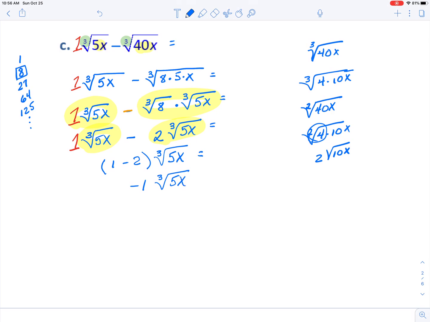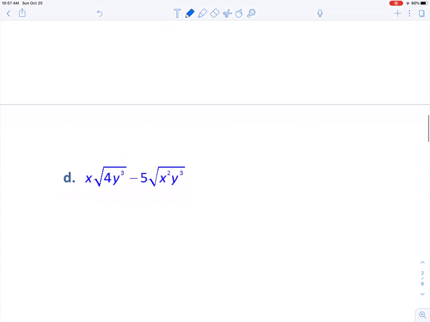And this just remains the cube root of 5x. Now, you generally, again, don't write the 1. So the best form of your answer, don't lose the negative, that's important, is going to be negative the cube root of 5x. Right, so let's see if we can squeeze in one more on this video.